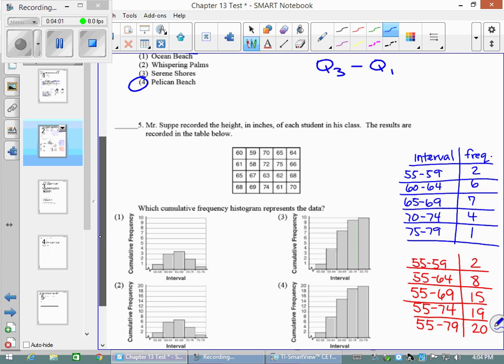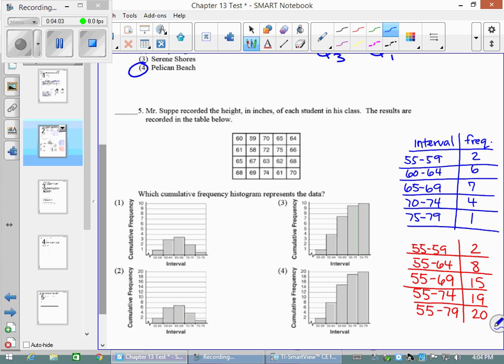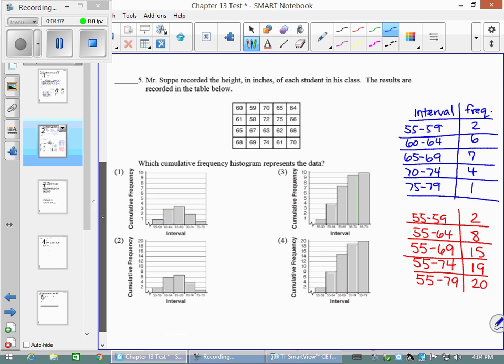For question 5, we were given data from students in a class that was reported, and we're asked for the cumulative frequency histogram that would represent this data. So what we did was we took all the intervals and the frequencies of those intervals, and we took a look at the cumulative intervals and the cumulative frequencies once we made the original interval and frequency.